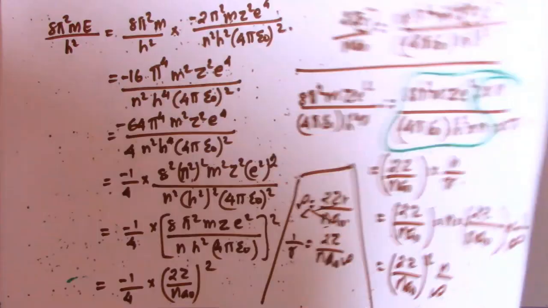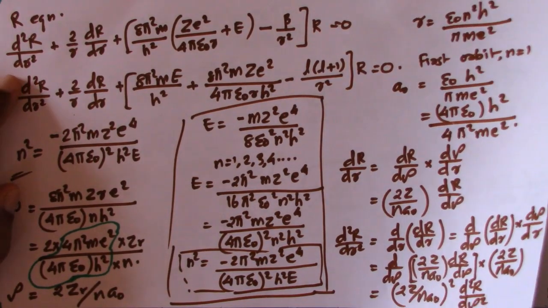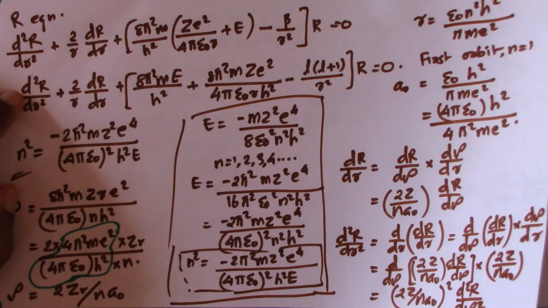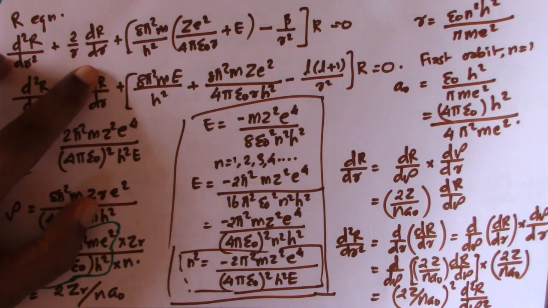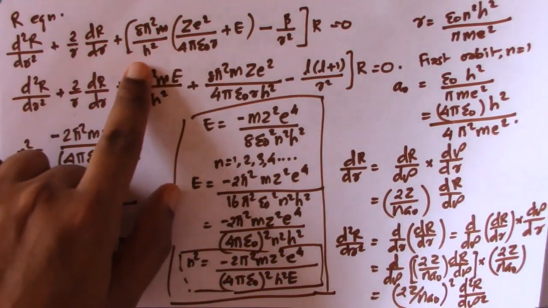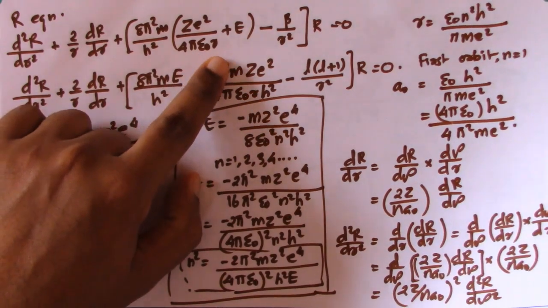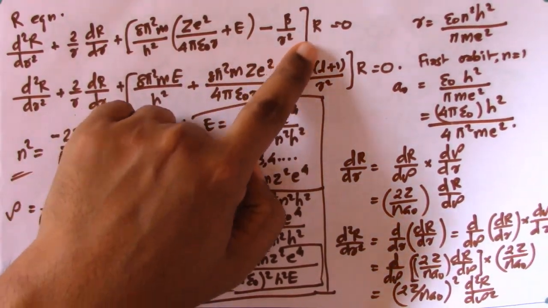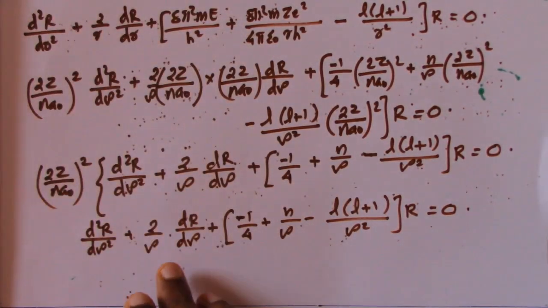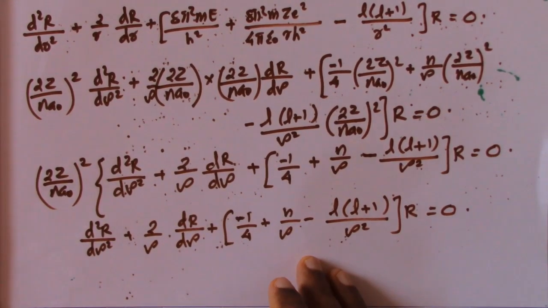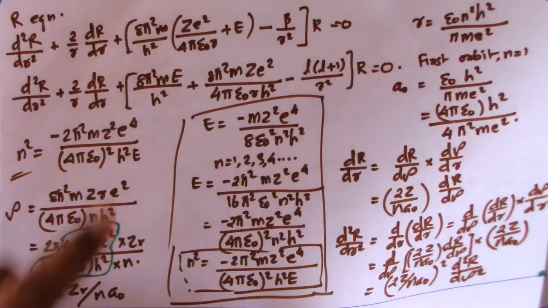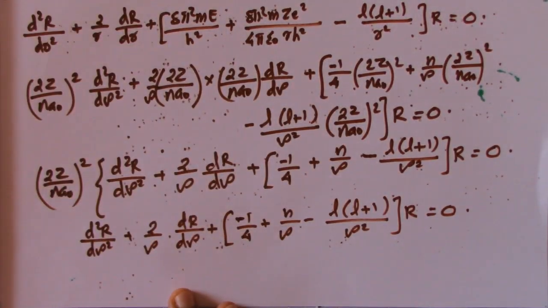Earlier, you can check what was our equation previously. We had d²R/dr² plus 2/r into dR/dr plus 8π²m/h² into (E plus Ze²/4πε₀r minus β/r²) into R is equal to 0. And from this equation we have reached another equation. And why have we reached this equation? Because this equation is much easier to solve than this equation, and we will see why it is easier to solve, and I will explain the solution of this equation in the next video.